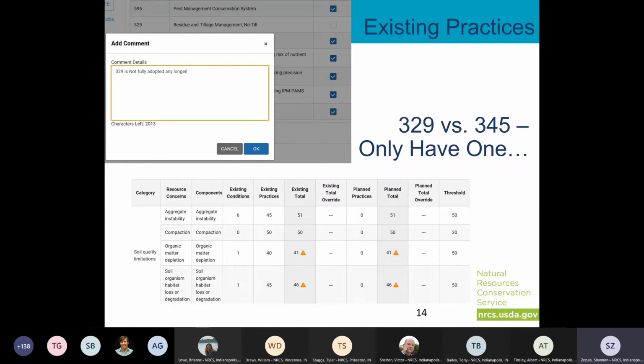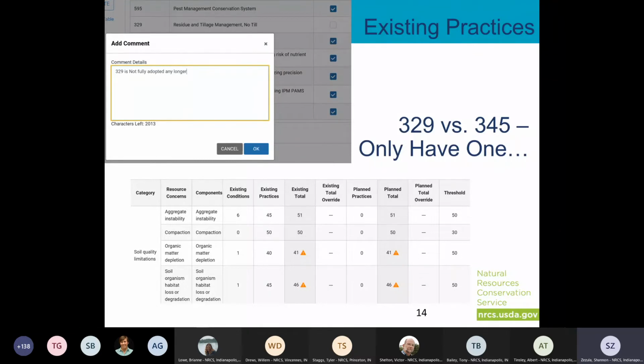So for example, let's say this farm, we had an old EQIP contract to get him into reduced till. Then we got him into a CSP, and he adopted no-till. But we go back out there today, and he reverted back to mulch till, reduced tillage. So we could say, well, 329 is not fully adopted any longer, but we're going to move him back into it because he saw the light, and he's not wanting to till anymore. So we're moving him forward. So anyways, you can see as we check out the no-till, his scores change.